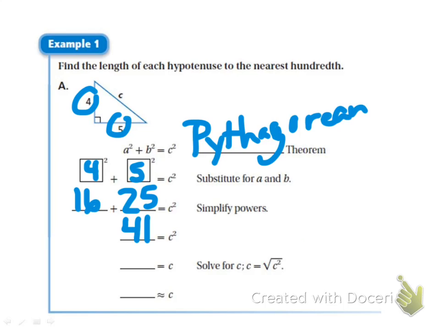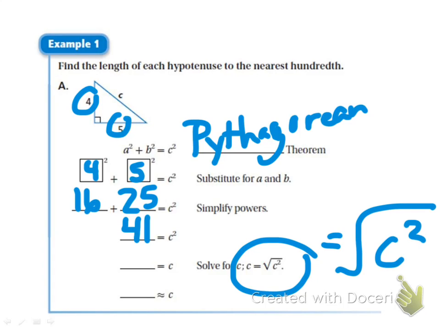Now using my calculator, I have to find the square root of c squared. Anytime I find the square root of c squared, that is always going to equal c. So the square root of 41 is 6.4. And they have the approximate symbol because I'm rounding to the nearest tenth, so it's approximately 6.4.